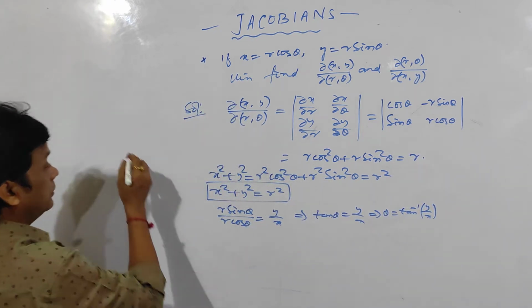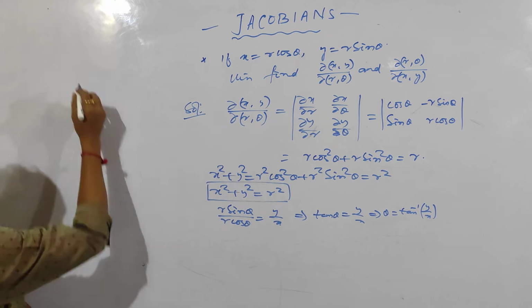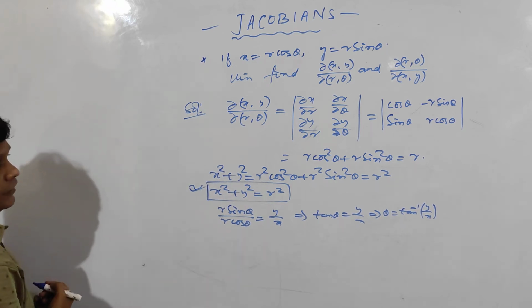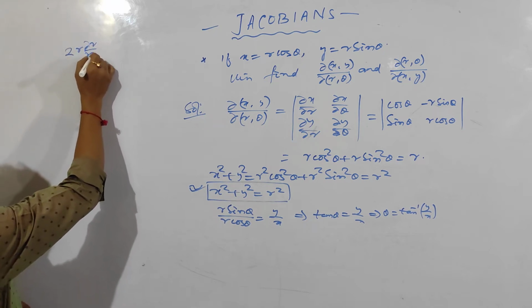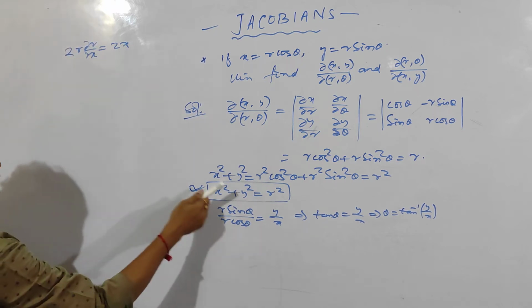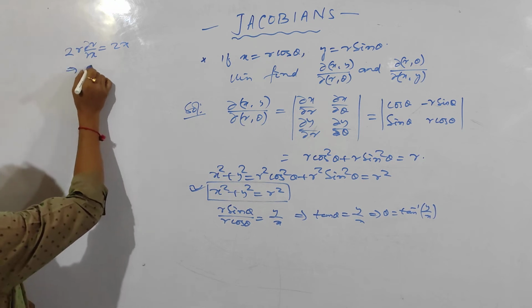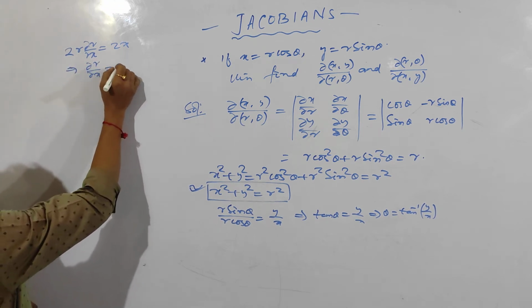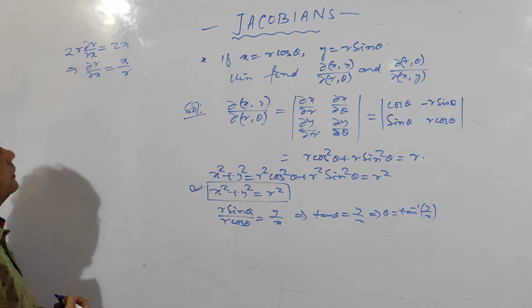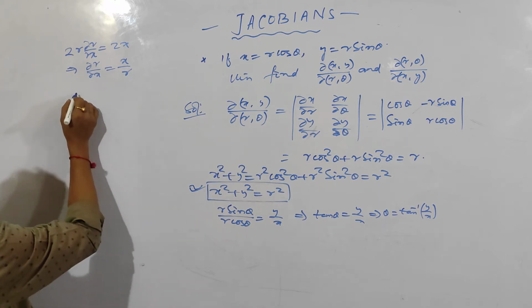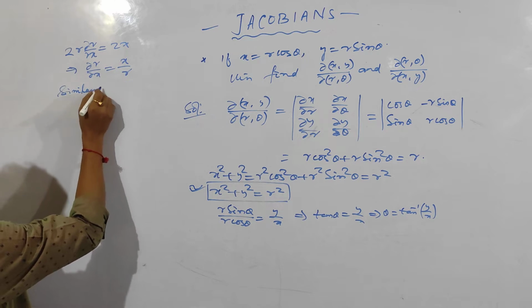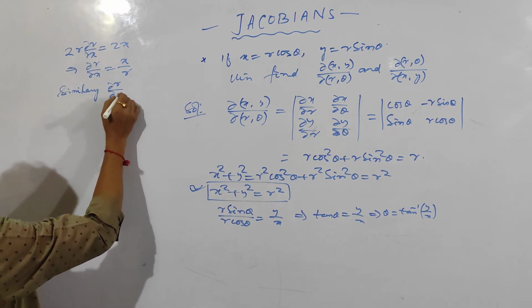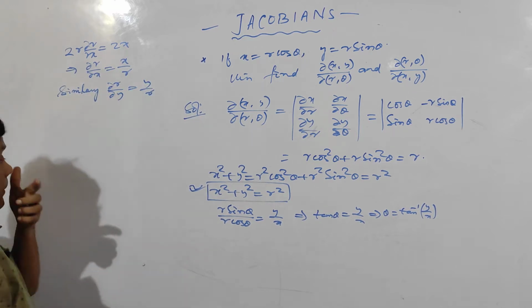Here, see here. Now, differentiate partially with respect to x. 2r del r by del x is equal to 2x because derivative of y square is 0. So that means del r by del x is equal to x by r. Then similarly, because this is a symmetric function, I can write del r by del y equal to y by r.